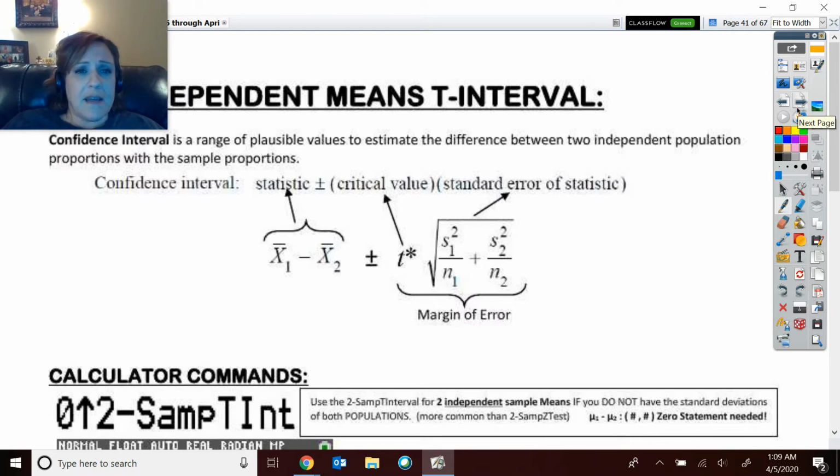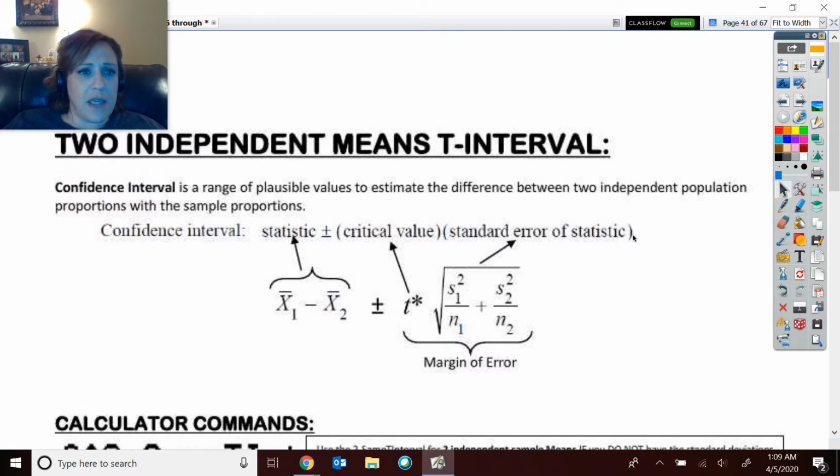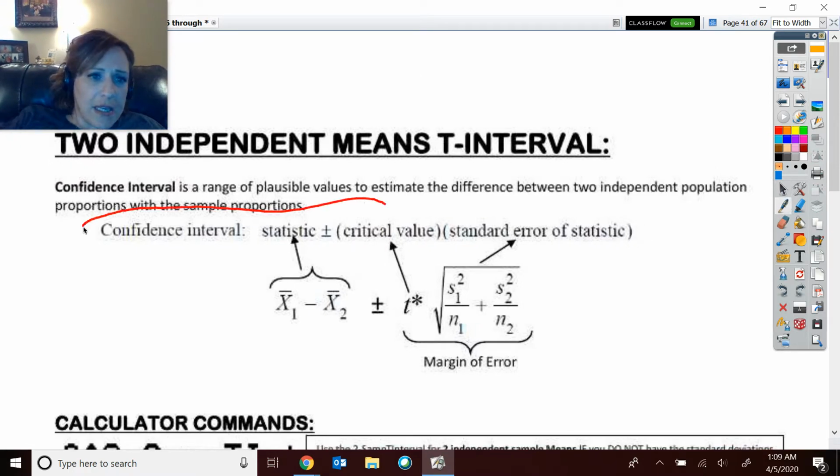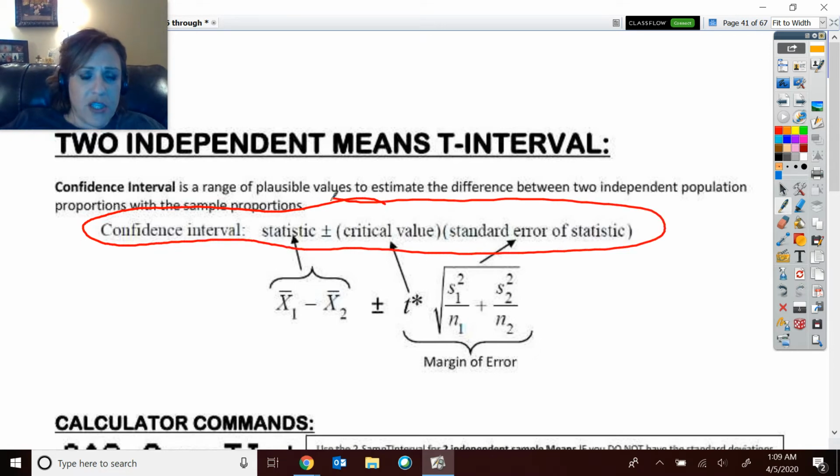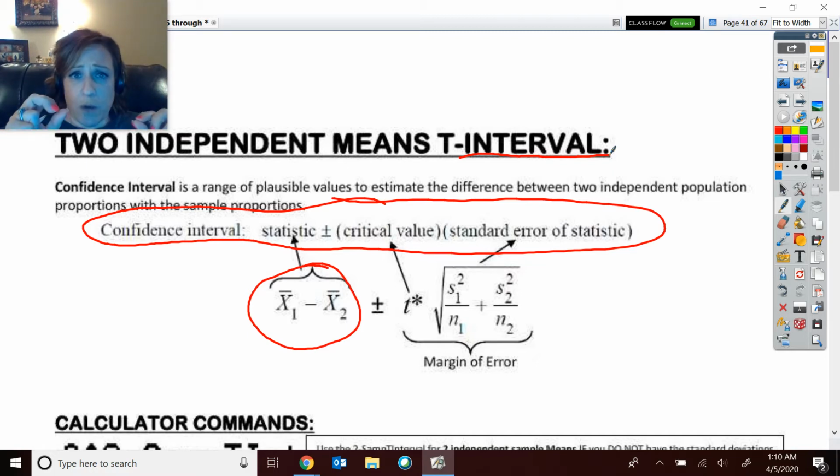Now, we have talked about this. I kind of showed you how to do this by hand. Okay, so again, here's our interval formula with our statistic. Now, when we are doing 2 means, we are looking at the difference between 2 means. So therefore, our statistic is this difference between those 2 samples that we get.